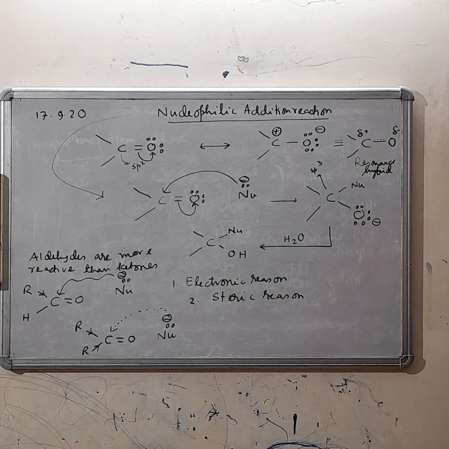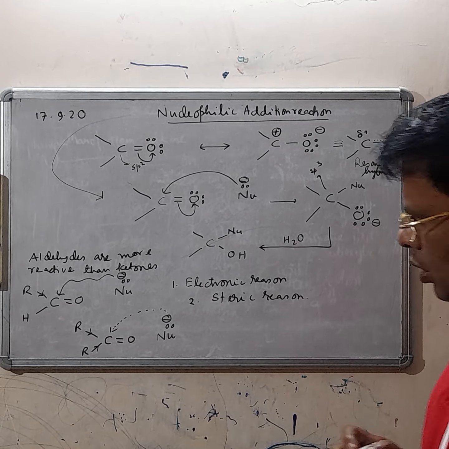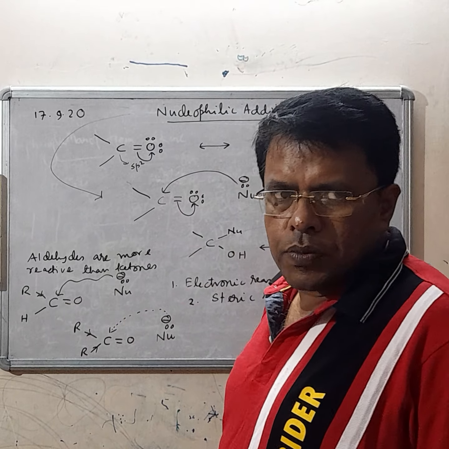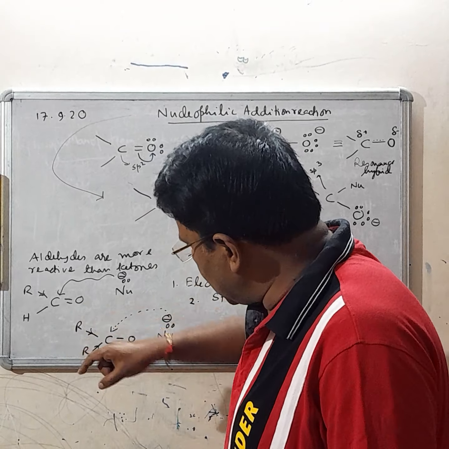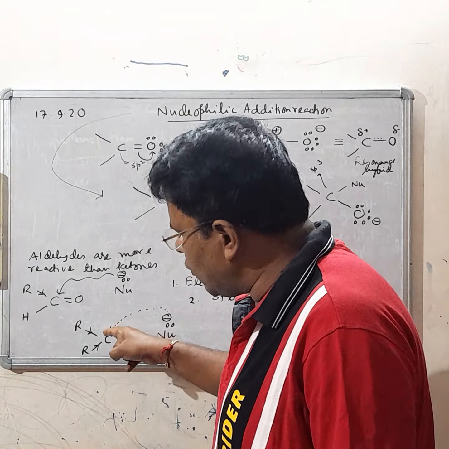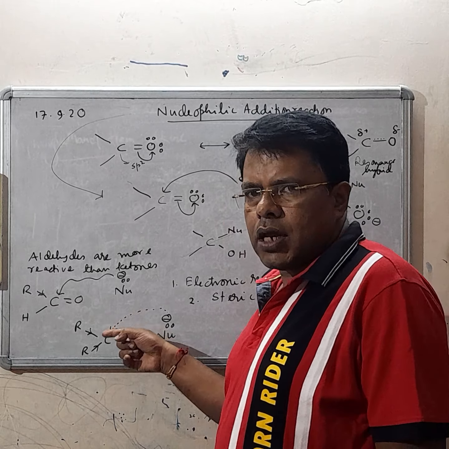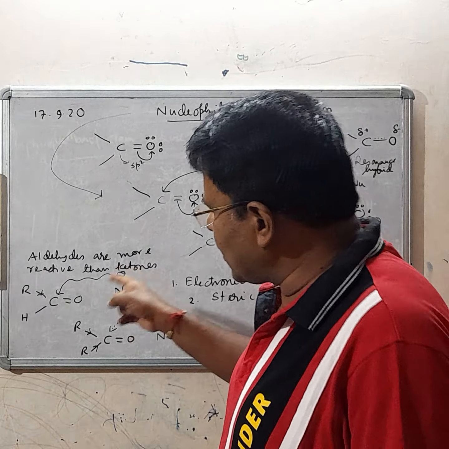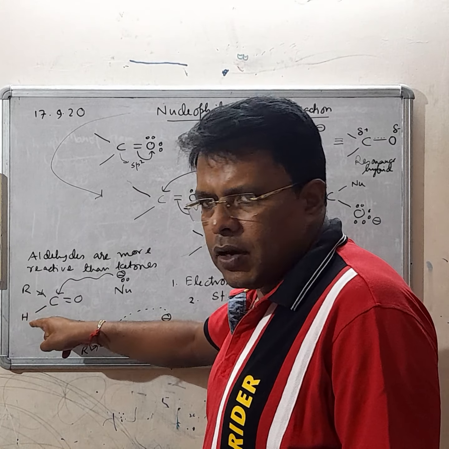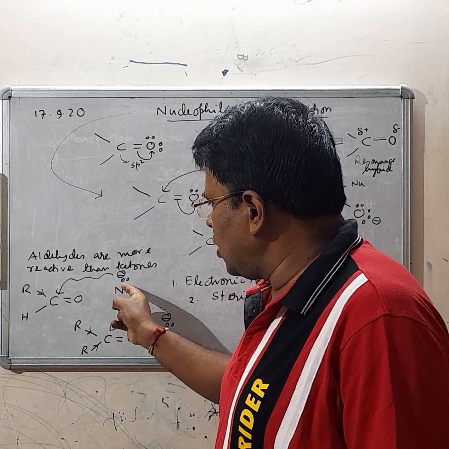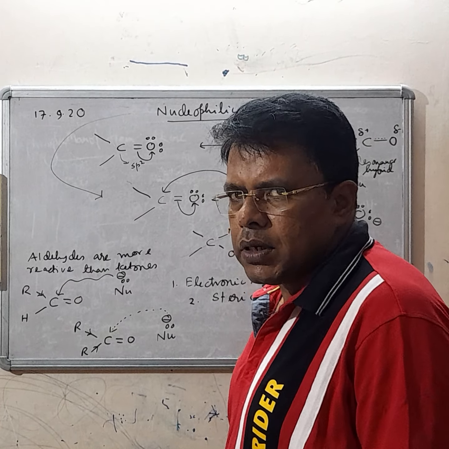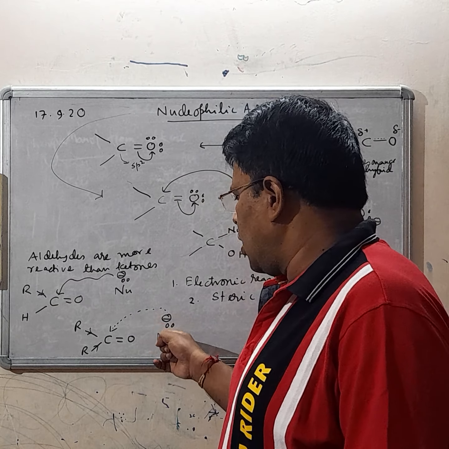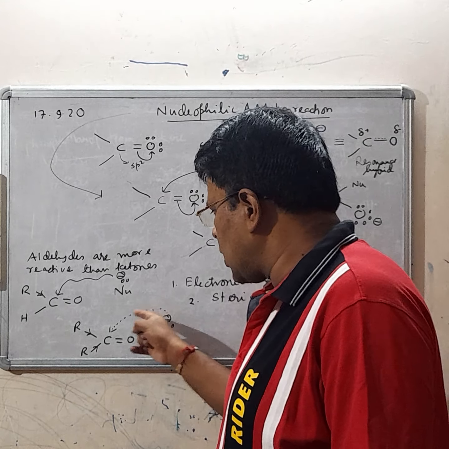And what is the steric reason? It is said that since here there are two alkyl groups, and alkyl groups are bulky, this nucleophile will experience some steric hindrance, whereas this hydrogen, being very small in size, in this case the nucleophile will not experience such hindrance. The nucleophile can easily come and attack here. Here the nucleophile will not find it so easy to attack.